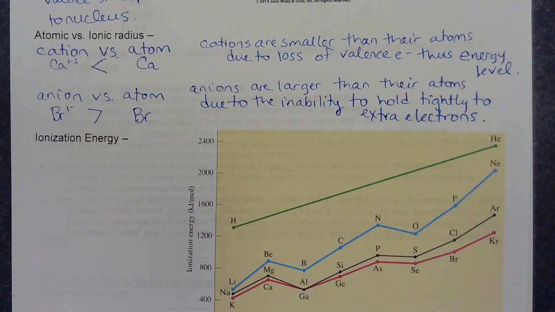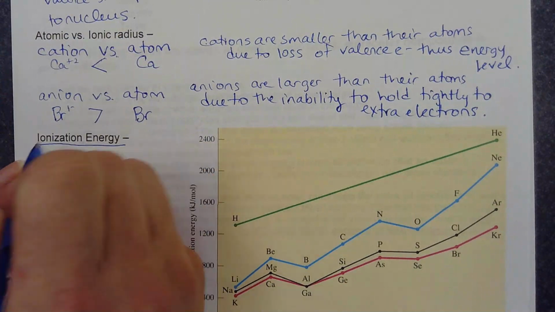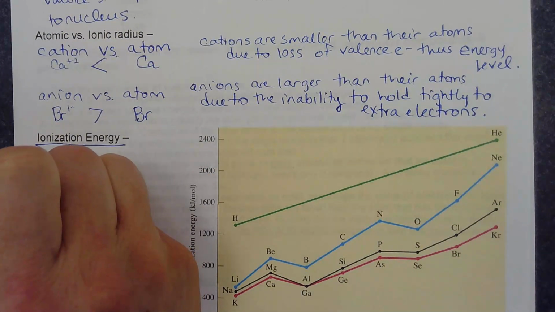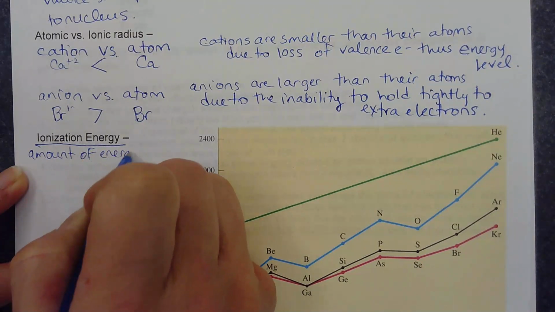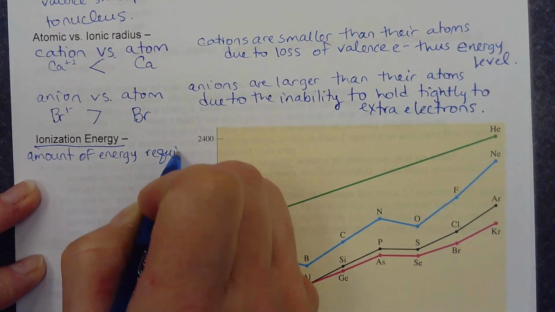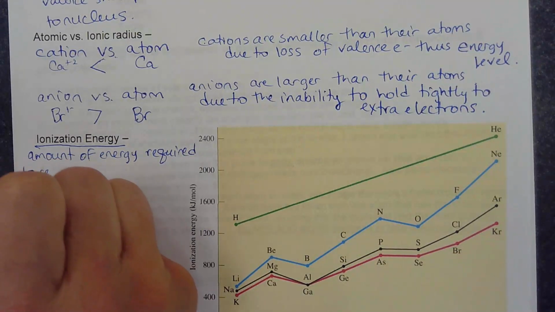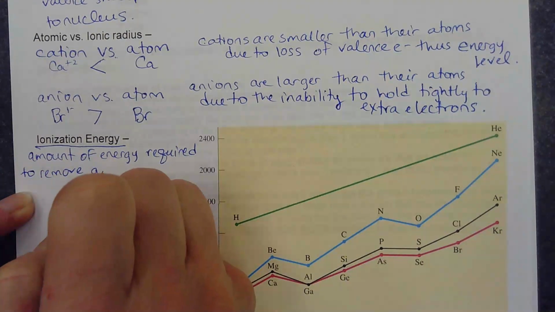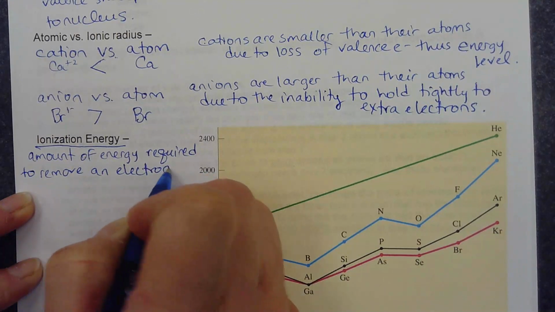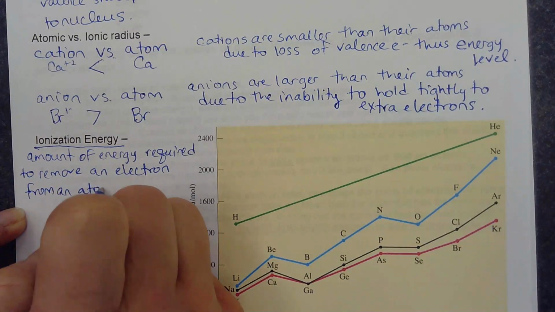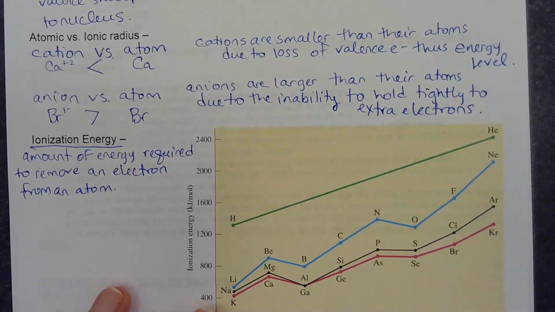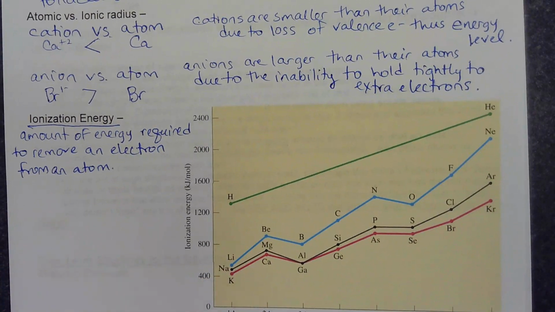All right, so the second trend, ionization energy. Ionization energy, by definition, is the amount of energy required to remove an electron from an atom. It's the amount of energy required to remove an electron from an atom.